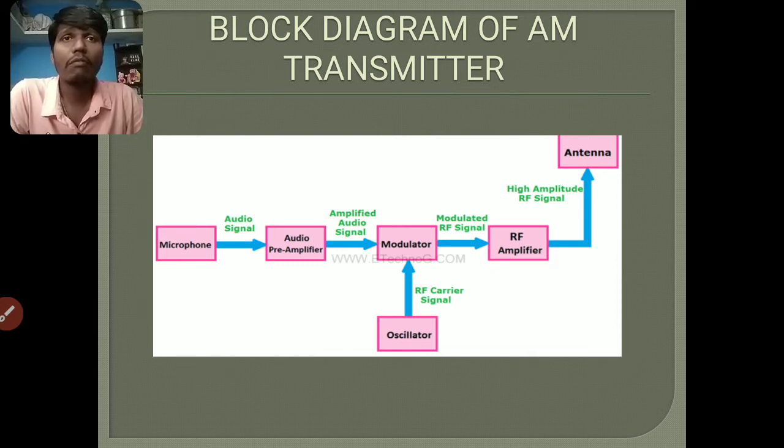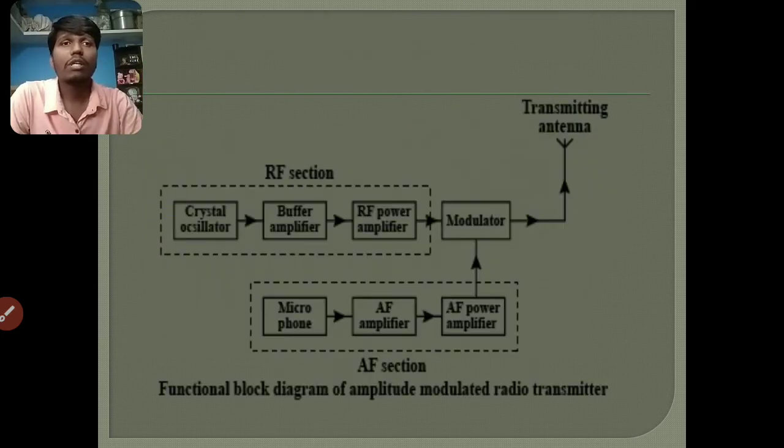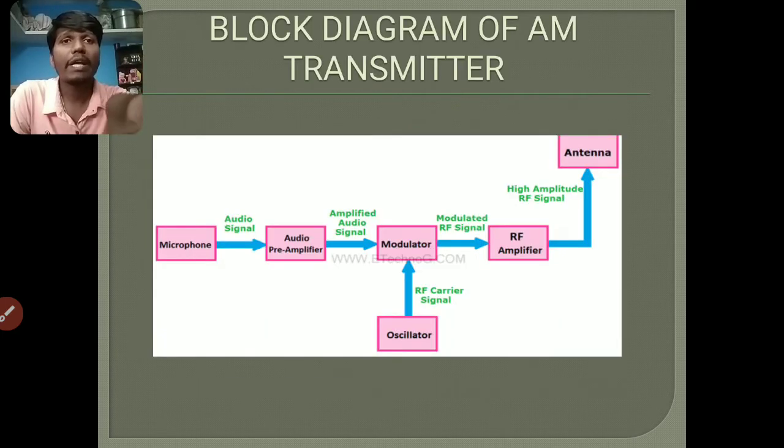In the case of amplitude modulation, there are different ways the signal travels to the antenna. We have to see the block diagram of the transmitter. This is the block diagram of the transmitter. First of all, what is the microphone?